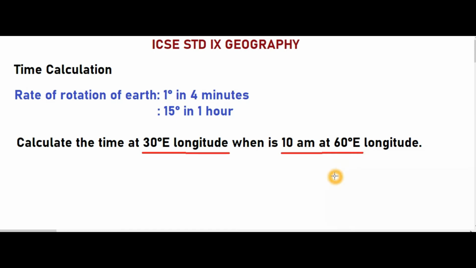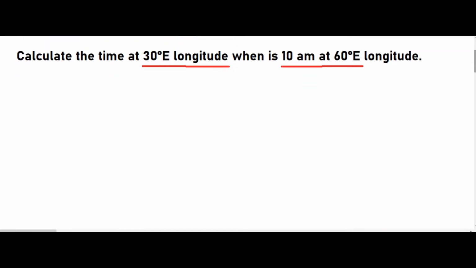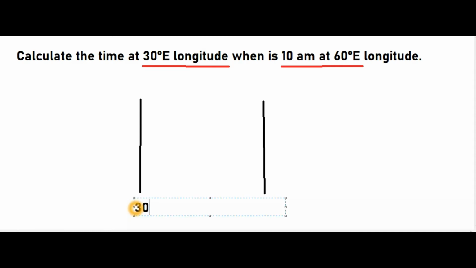So one of the easiest methods is drawing these longitudes, or drawing two lines to represent these longitudes. So first we have to draw the longitudes. We know that both the longitudes are east longitude, that means we are in the eastern hemisphere. The value of the longitudes increases from west side to east side, otherwise on the screen from the left side to right side. So 30 degree east longitude will be the one on the left side. So this is 30 degree east longitude, and this one on the right side will be 60 degree east longitude.